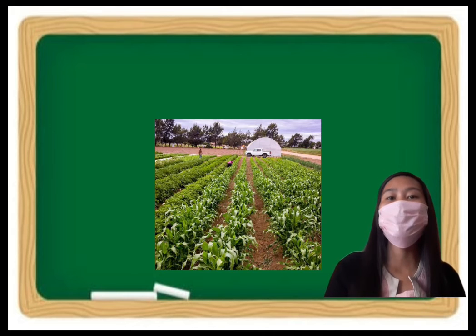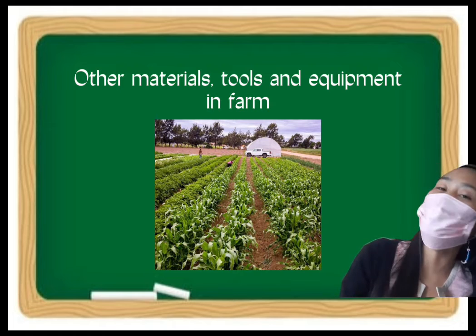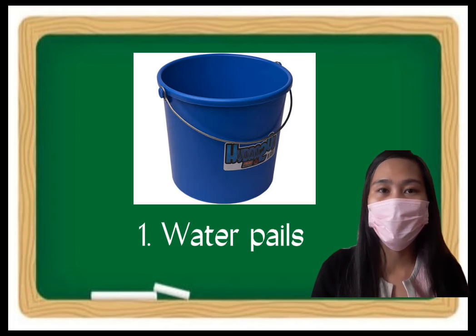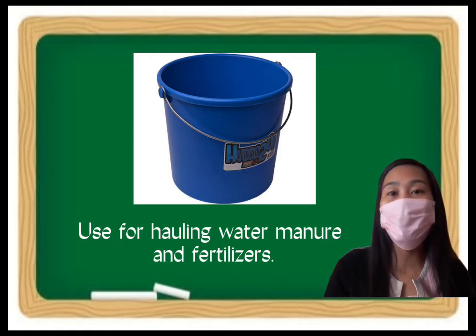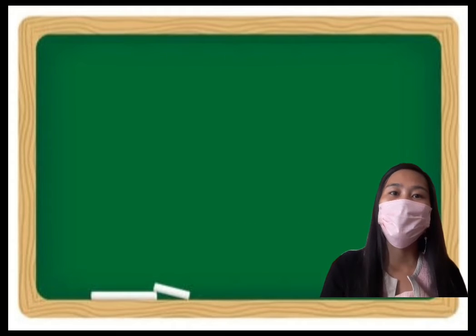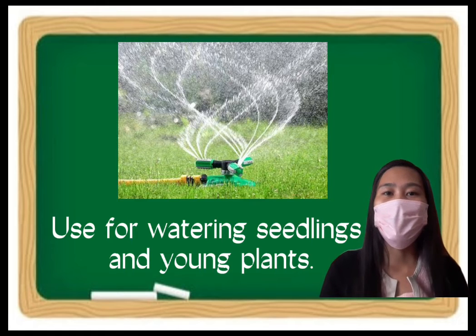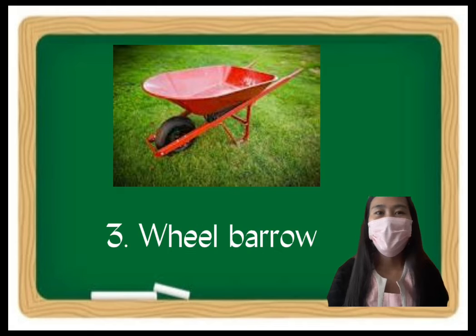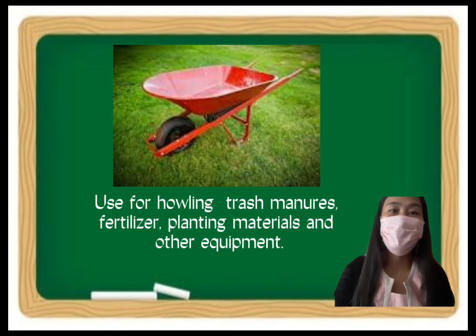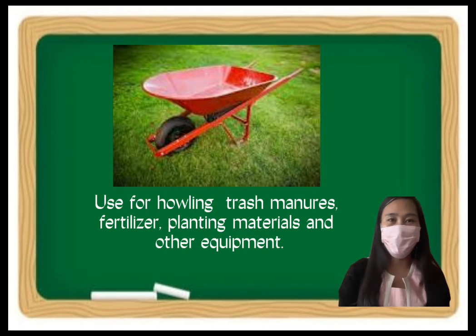These are the other materials, tools, and equipment used in the farm. Water pails. Water pails are used for holding water, manures, and fertilizers. Number 2, sprinkler. A sprinkler is used for watering seedlings and young plants. Number 3, wheelbarrow. A wheelbarrow is used for holding trash, manure, fertilizers, planting materials, and other equipment.